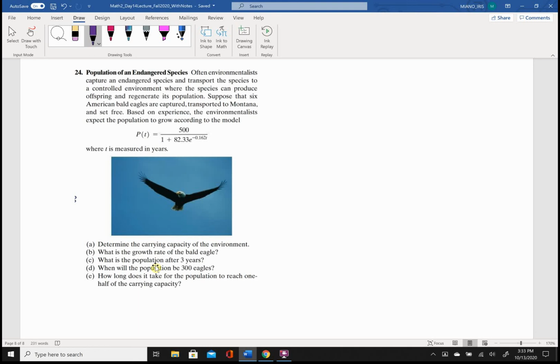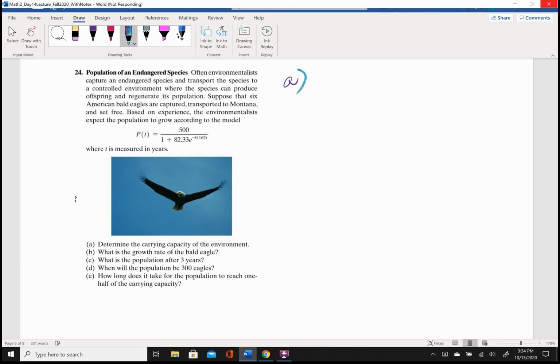We are given the scenario in which we suppose that 6 American bald eagles are captured, transported to Montana, and set free. Based on experience, the environmentalists expect the population to grow according to the model P of t equals 500 over 1 plus 82.33 e to the negative 0.162 t, where t is measured in years. How did they come up with that? Don't worry about it. They're giving you the logistic model, so it's our job to use it and identify certain components, which is what we're going to do in this initial bit. So A, we determine the carrying capacity of the environment.